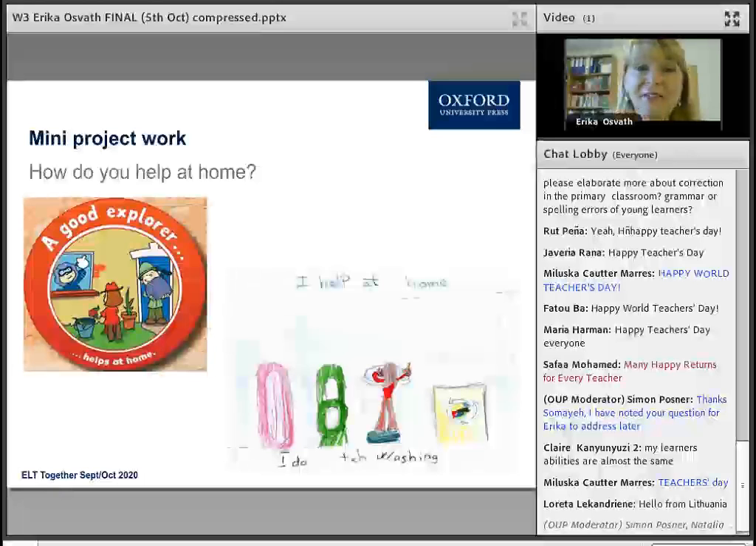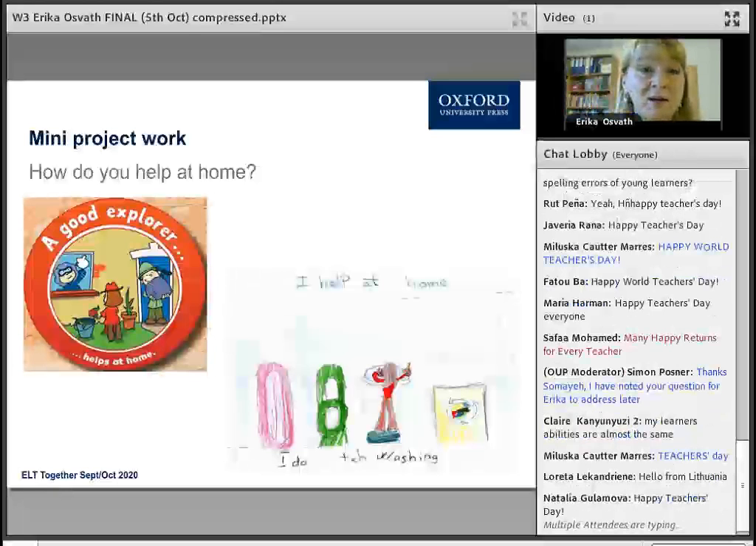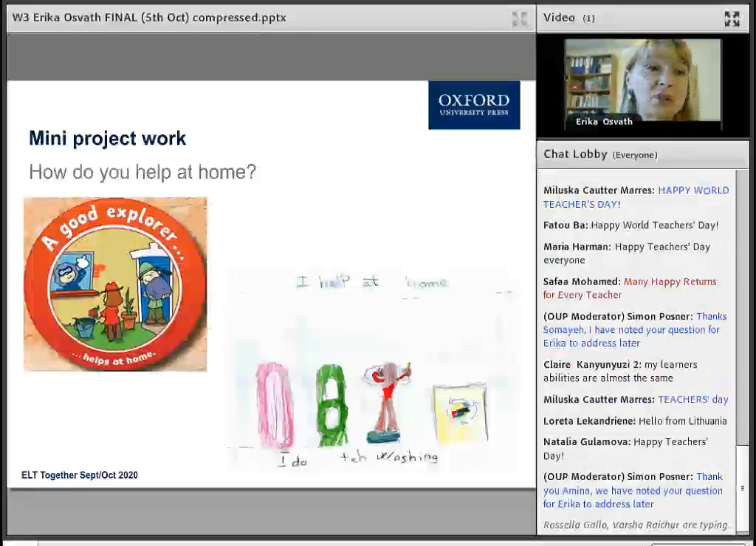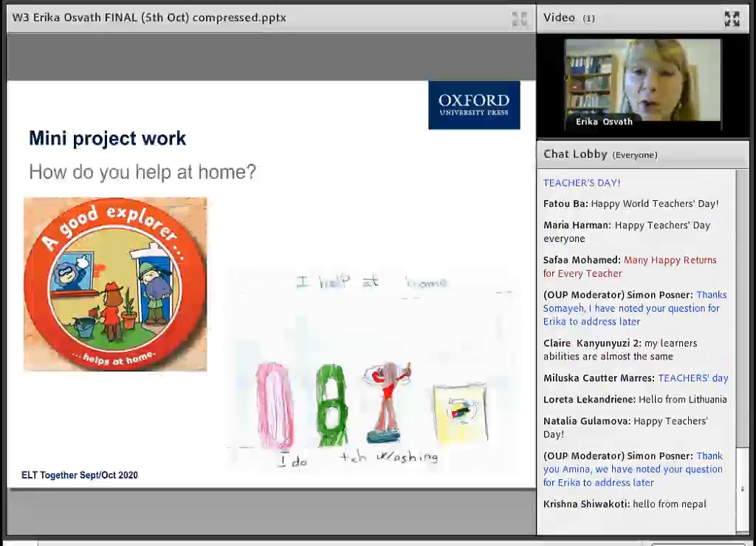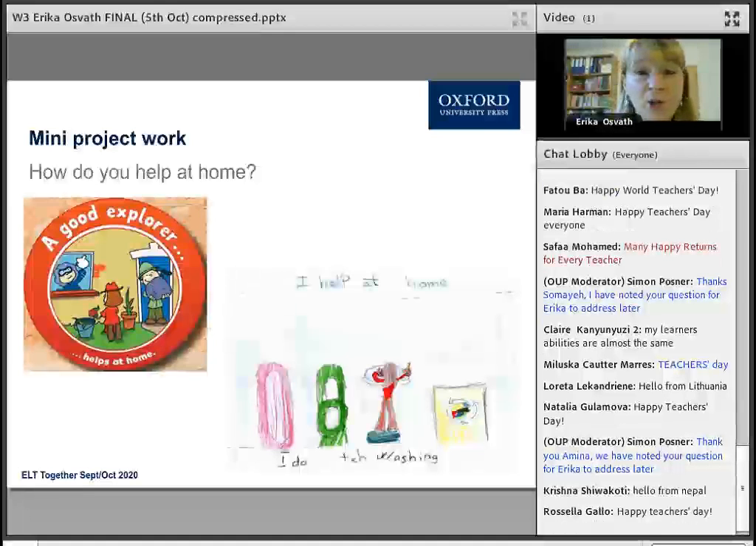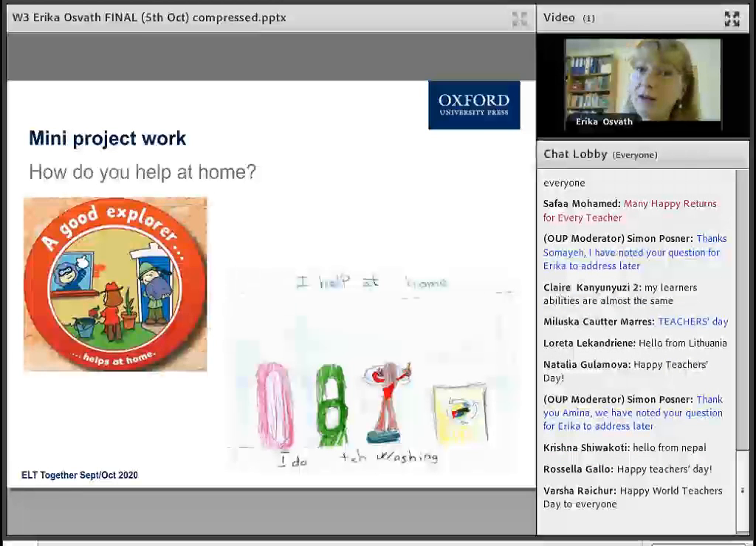So if, say, the topic is helping at home, you first get students to look at the image from the course book and discuss what the children do and how they help at home. In this case, they take out the rubbish, they water the plants, they clean the windows. Then you can set as a mini project work to draw the different ways they help at home. In this way, you also talk about the values that are important around the family.